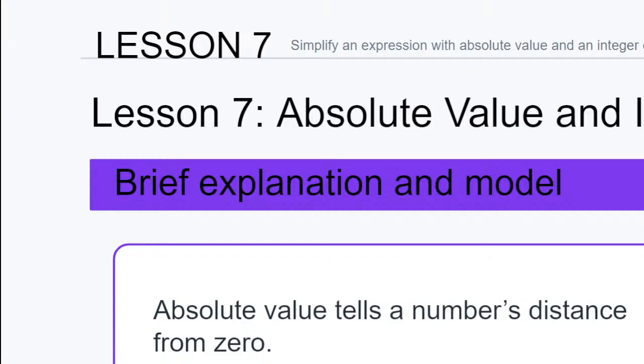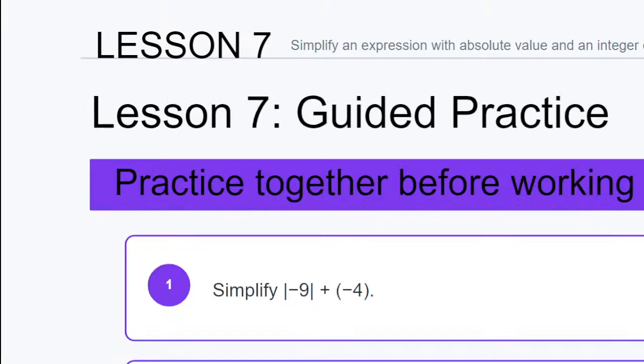So lesson 7, absolute value and integer expressions. Brief explanation and model. Absolute value tells a number's distance from 0. First, simplify inside absolute value bars. Then perform the integer operation. Finally, locate the result on a number line to check its sign and size. Remember, the absolute value of negative a equals a, because distance is non-negative. This is an example. Let's practice. Explain how I know.